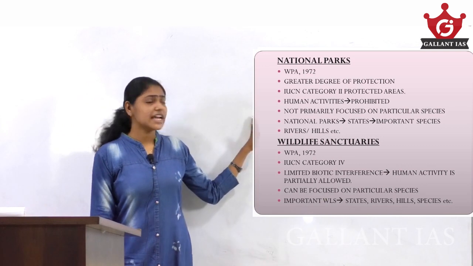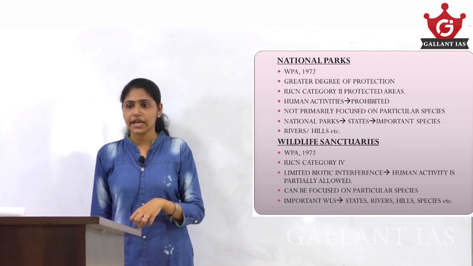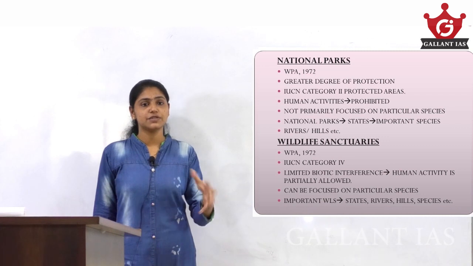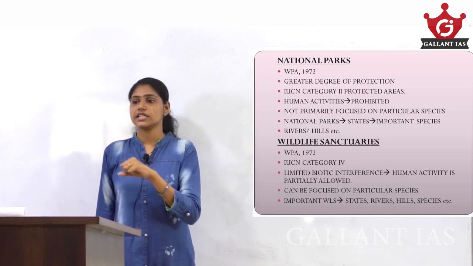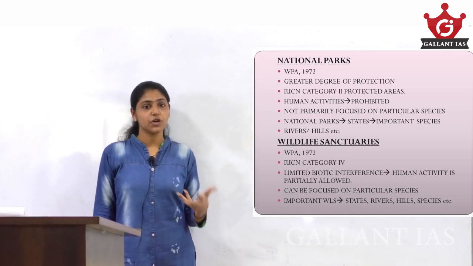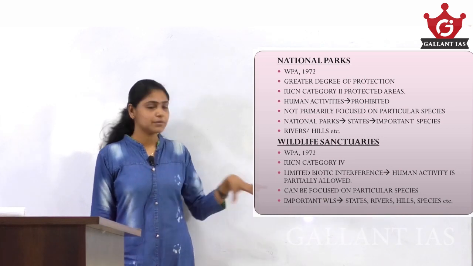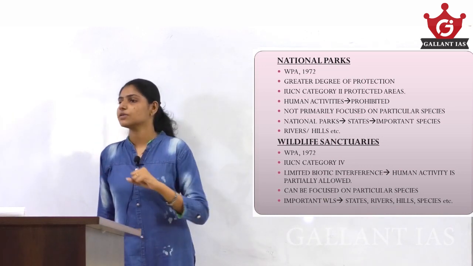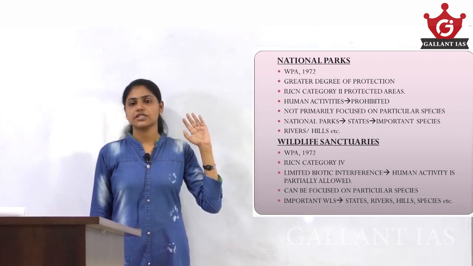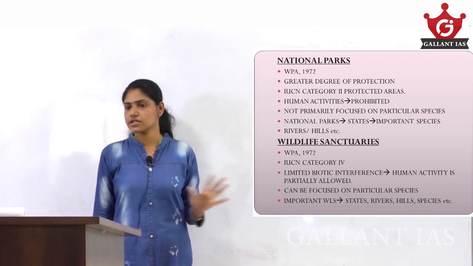Now, national parks are not primarily focusing upon the conservation of certain species. Whereas when we move on to wildlife sanctuaries, we can see that wildlife sanctuaries can be established particularly for the conservation of certain species. That's why we have bird sanctuaries, dolphin sanctuaries, right? So, wildlife sanctuaries can be set up in particular for the conservation of certain species. Again, for national parks you have to keep in mind the location, the states where they are situated, the important species, river, hills, all these things.